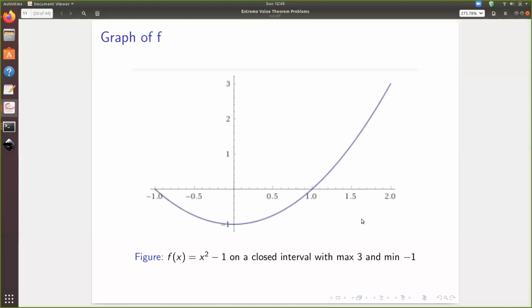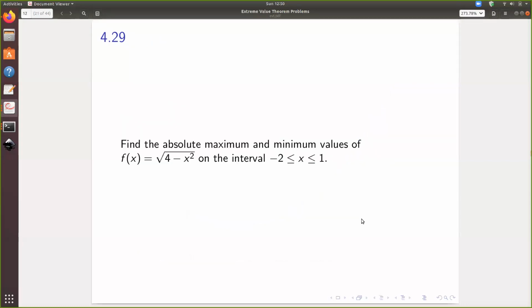We got this section of our slightly shifted parabola. So f of x equals x squared minus 1 on the closed interval. If you look over at 2, we get our max at 3. And if you look over at 0, we get our min at -1. All right, let's do another.